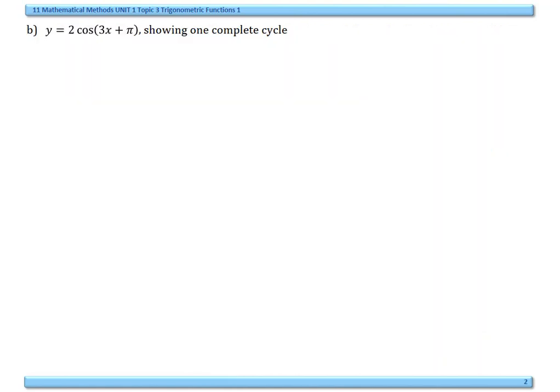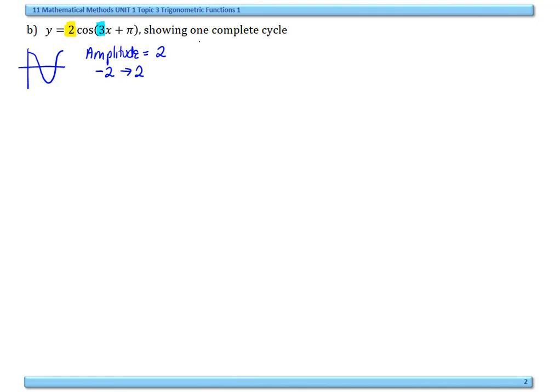Okay, let's look at one more. Now this one brings in a few more aspects. You've got your amplitude at the front, and you've also got these 3 happening here that we're going to have to take into account. Basic cos curve starts at the top, goes up. Amplitude equals 2, so we're going to go from negative 2 to 2.